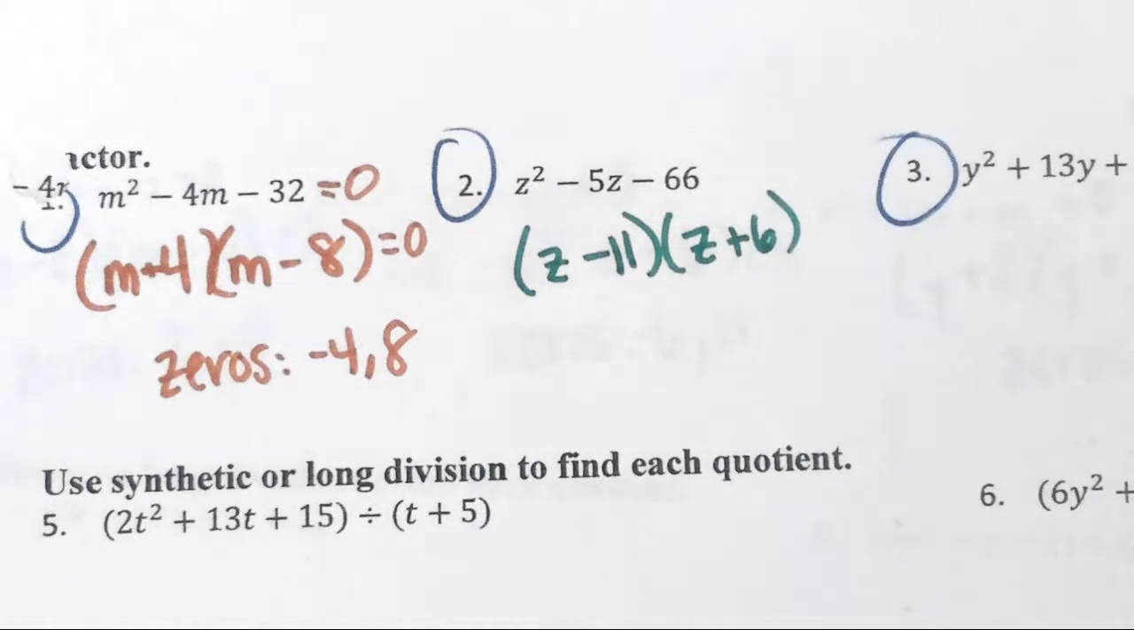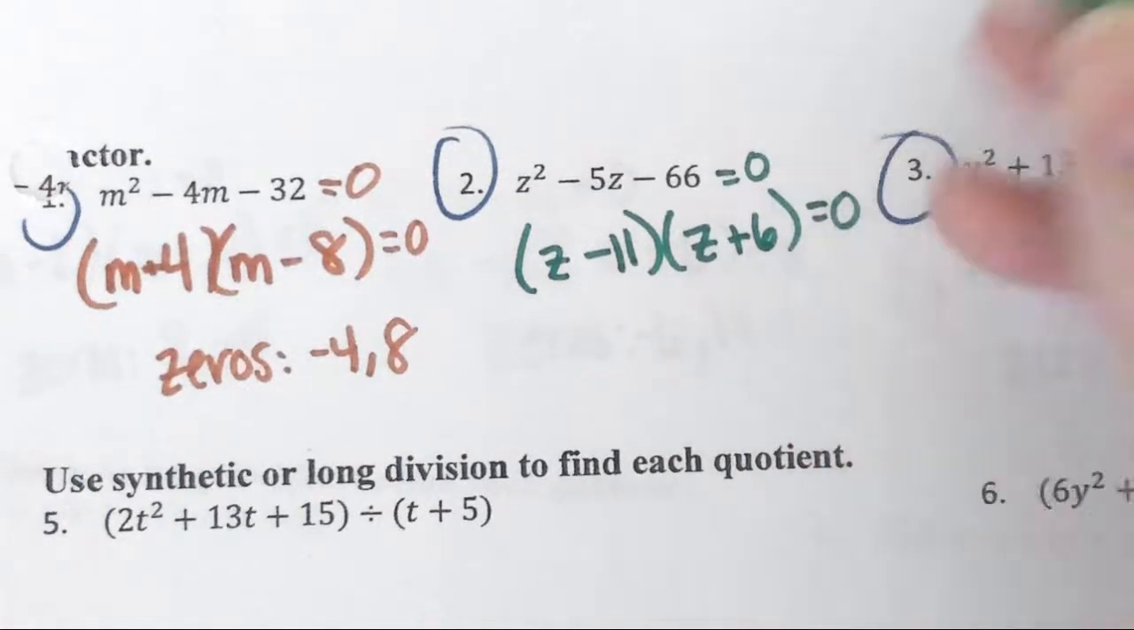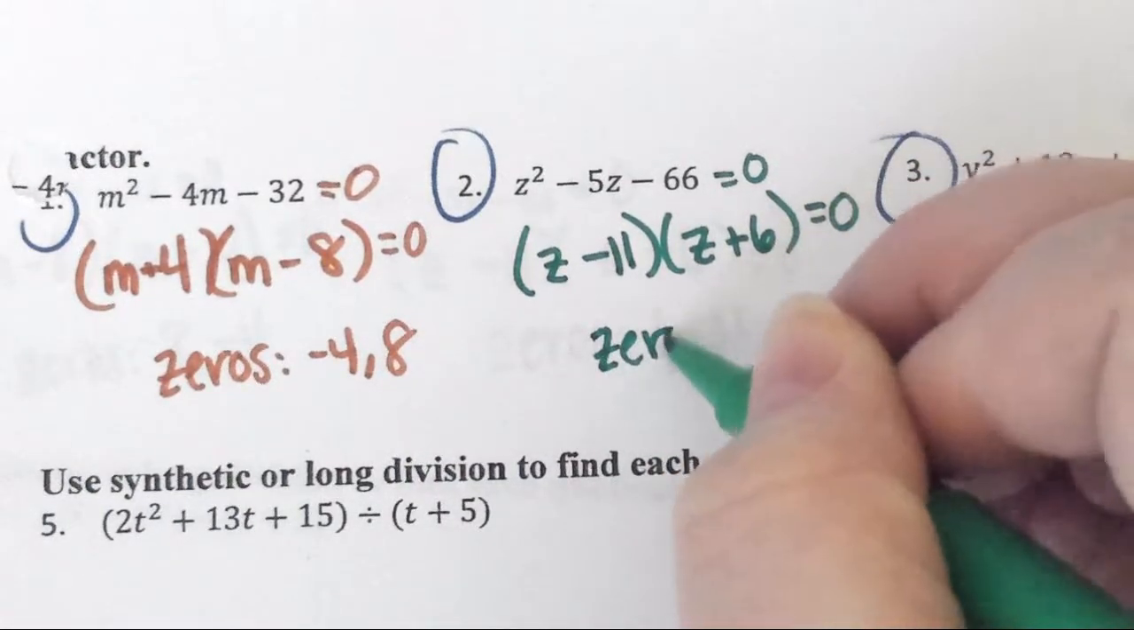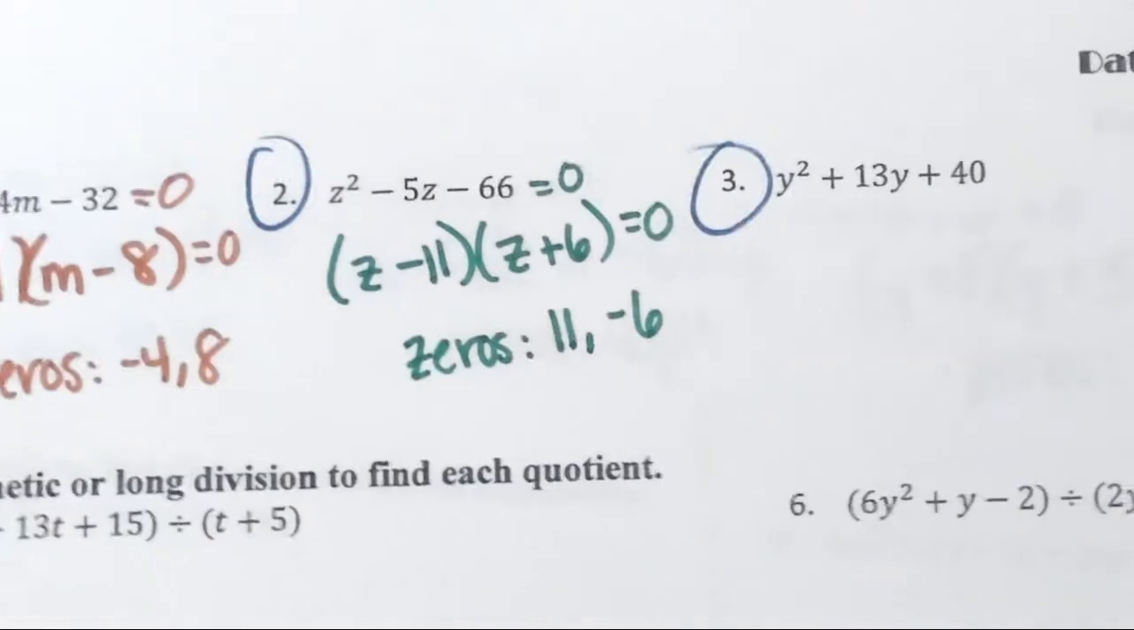Negative 11 and 6. Negative 11 plus 6 is negative 5. Negative 11 times 6 is negative 66. Perfect. If we wanted to know, and you can have your point page, if we wanted to know the zeros on this one. Okay. Good, good, good.